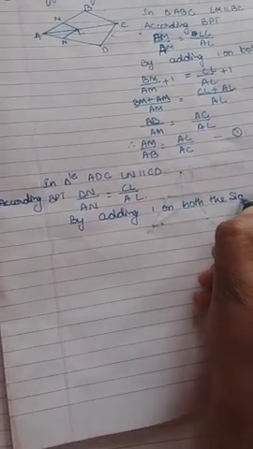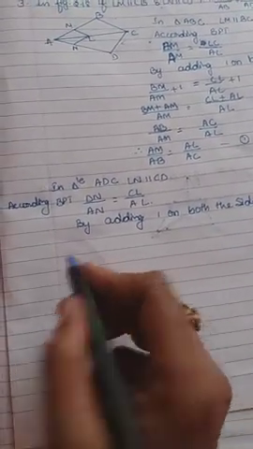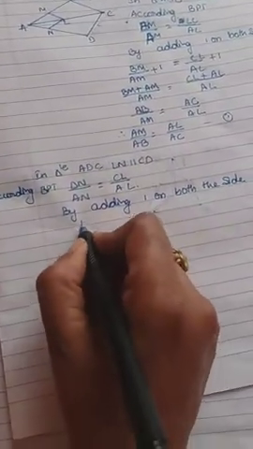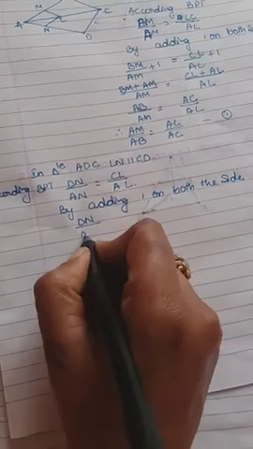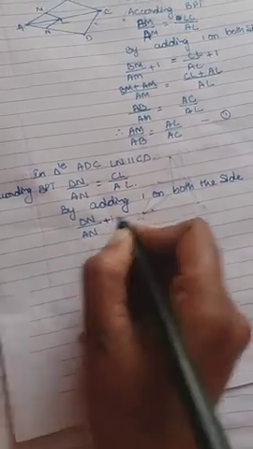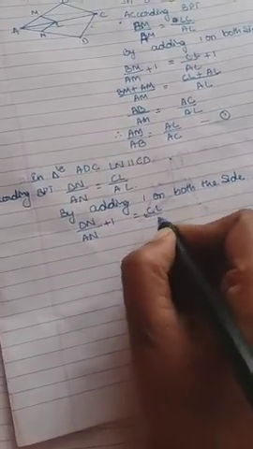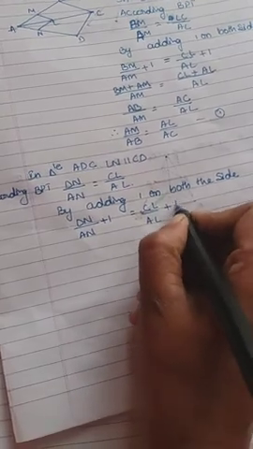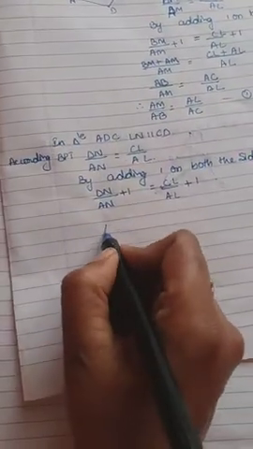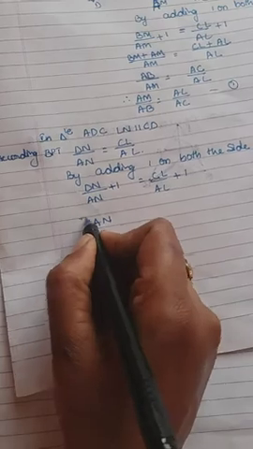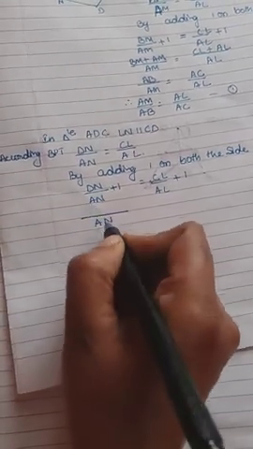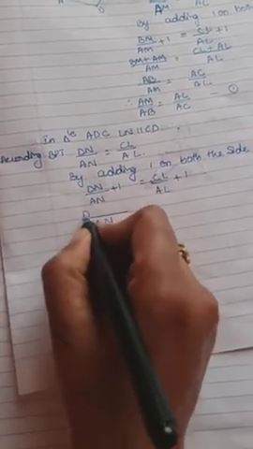So you have to add 1 on both sides. Why? The value will never change. If you cancel 1 also, it will become like that only. So DN divided by AN plus 1 equals CL divided by AL plus 1. Again, you have to take the LCM AN here. If you have taken the LCM AN and it gets cancelled, the remaining here is DN.